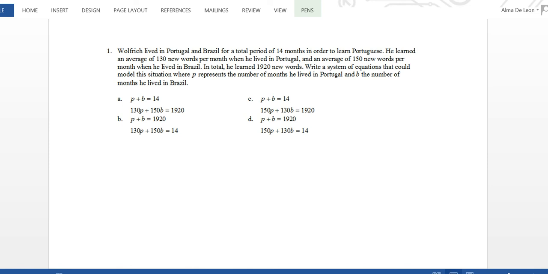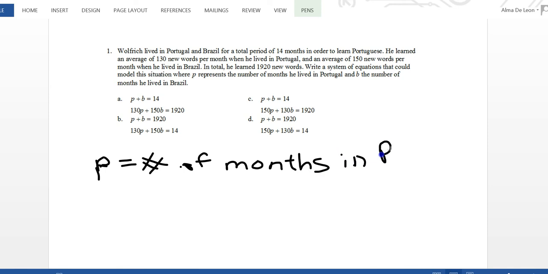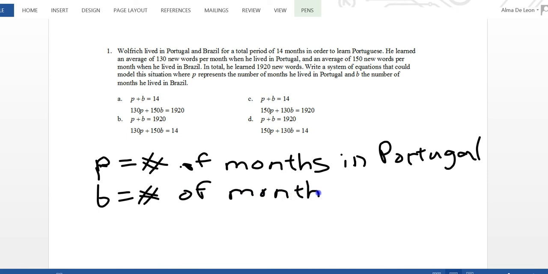Okay, so the very first thing that we need to do is identify our variables. The two variables that we're working with are P, which represents the number of months he lived in Portugal, and B, which represents the number of months he lived in Brazil.